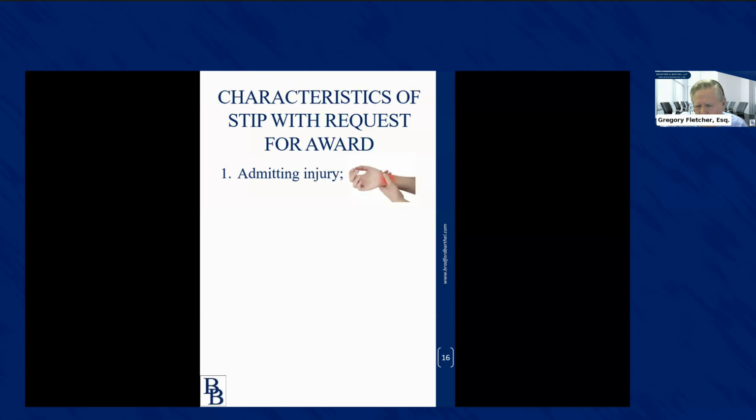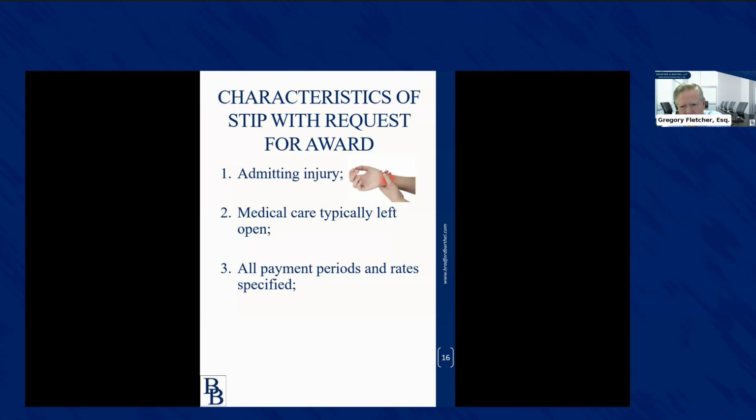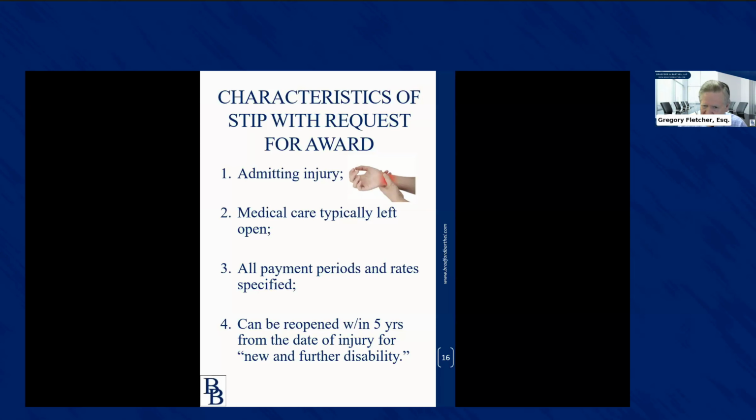All right, so what are we doing when we STIP? We're admitting injury. Medical care is typically left open. We specify the periods and the rates of payments. And this is very important. If you settle by stipulation, the injured worker has the right to come back and file a petition within 5 years of the date of injury to reopen the claim for new and further disability.